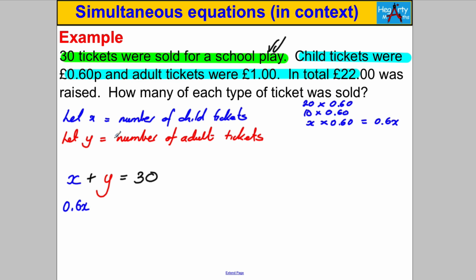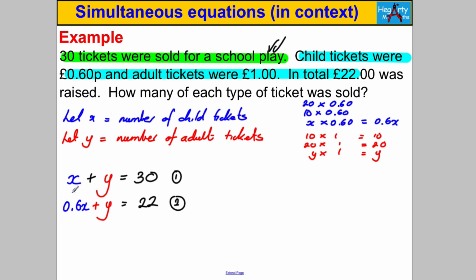Now let's do the same with adult tickets. If I told you 10 adult tickets were sold, you would do 10 multiplied by £1 each, and you would say that's 10. If I told you 20 were sold, you do 20 multiplied by £1 is 20. I'm telling you y were sold, you do y multiplied by £1, y multiplied by 1, you just get y. So you would add y, that's the amount you get from selling the adult tickets, and you are told that the total raised from the child tickets and the adult tickets is £22. There you go, we've got our two simultaneous equations.